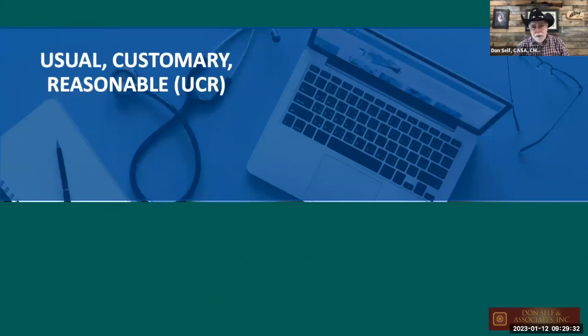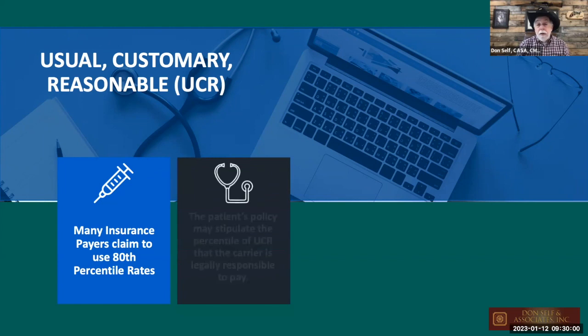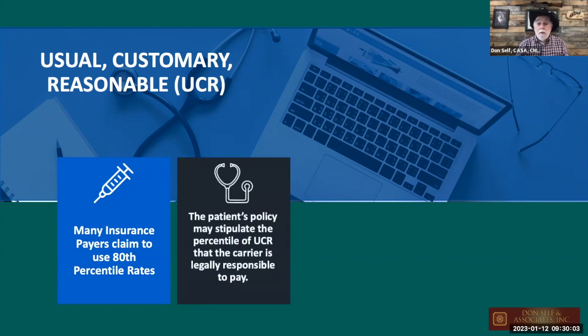Now, when we're talking about the usual customary reasonable, or UCR, there are some things to keep in mind. Many insurance payers agree to pay 80th percentile rates. And you say, well, how do they get to an 80th percentile? Let's say we have 100 providers, basically 100 charges coming in from providers around the country. They will take those that fall within the 80th percentile from the lowest to the highest and set it at that rate. Now, some plans may only pay 50%. Or you may have to look and see what that particular policy says, on the patient's policy.